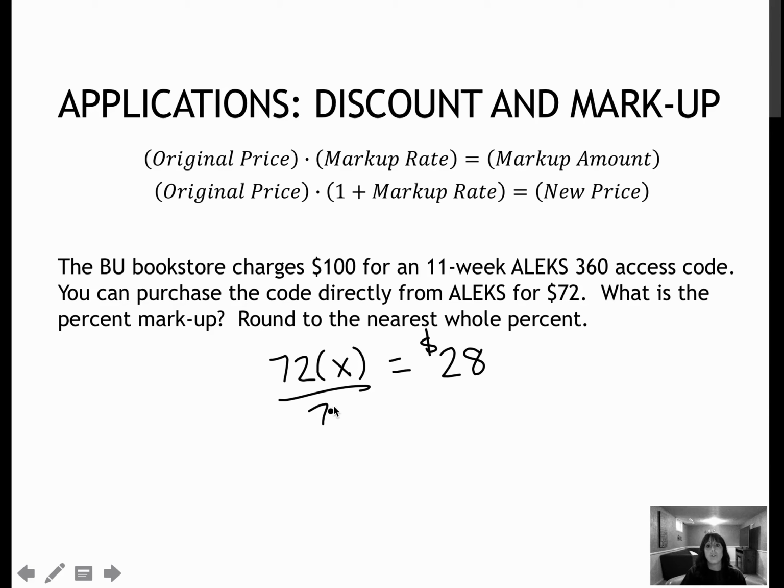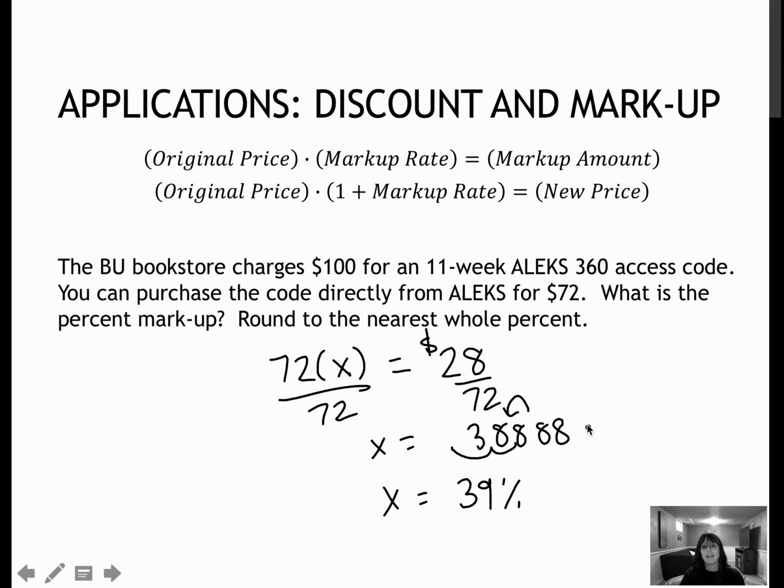To solve, I of course would divide by 72, and that gives me 0.388, and that 8 just keeps going. So about how much did BU mark up the Alex code? That would be 39% if I was rounding to the nearest whole percent, because I would move it 2 places and the 8 says round up.